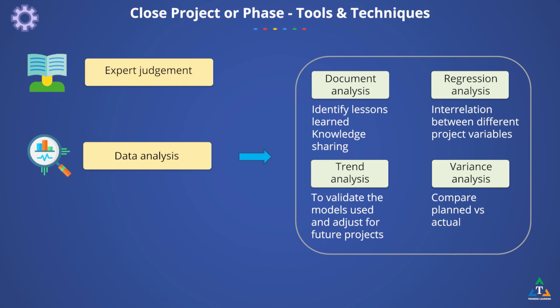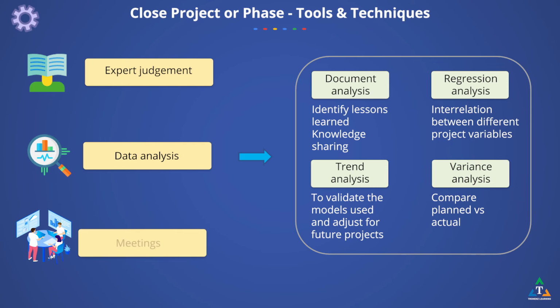Variance analysis can be used to improve the metrics of the organization by comparing what was initially planned and the end result. Meetings are used to confirm that the deliverables have been accepted, to validate that the exit criteria have been met, to formalize the completion of the contracts, to evaluate the satisfaction of the stakeholders, to gather lessons learned, to transfer knowledge and information from the project, and to celebrate success.